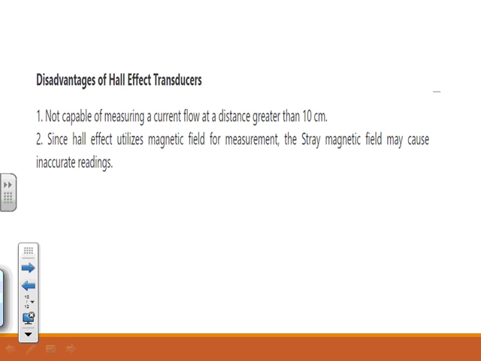Then disadvantages: it is not capable of measuring current flow at a distance greater than 10 centimeters. For longer distances, we cannot use these Hall effect transducers. Since the Hall effect utilizes a magnetic field for measurement, a stray magnetic field may cause an incorrect reading. Stray magnetic means the earth's magnetic field may affect the reading. So these are the advantages and disadvantages of the Hall effect transducer.